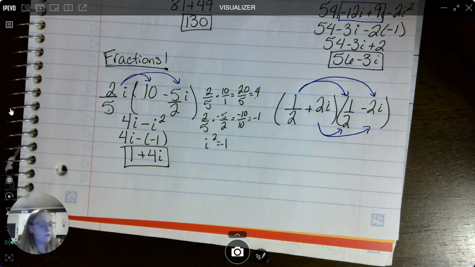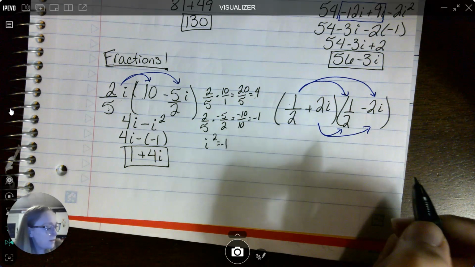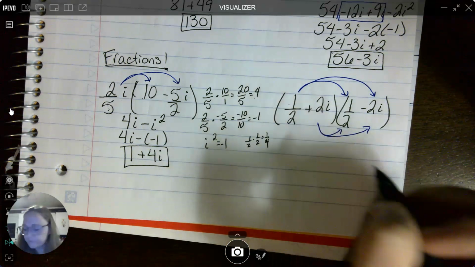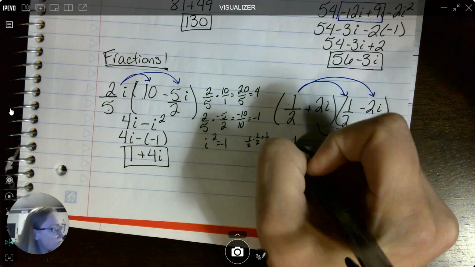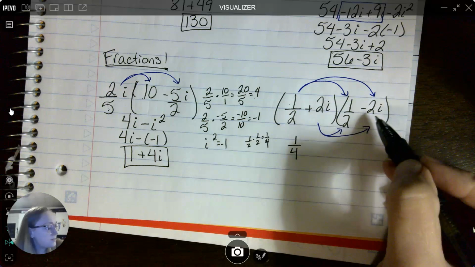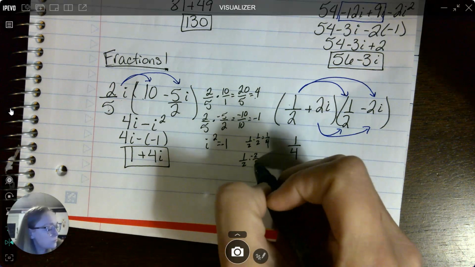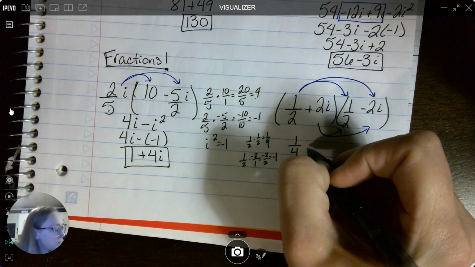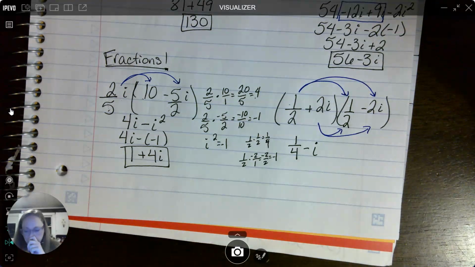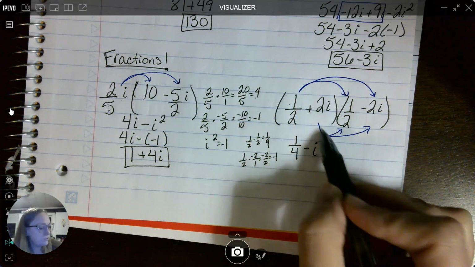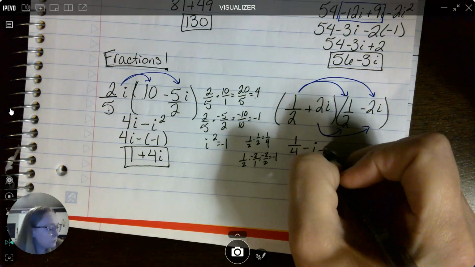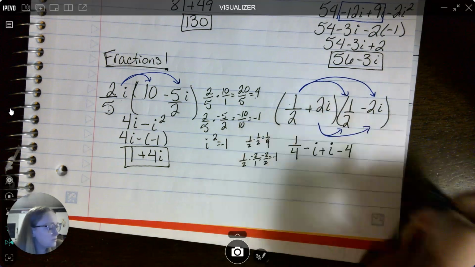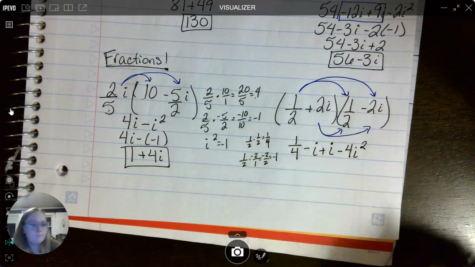Okay, foiling this, over, under. 1/2 times 1/2 is 1/4. So I get 1/4. 1/2 times a negative 2i, which would be negative 2 over 2, which is negative 1. So I get minus i. 2i times 1/2 would be a positive 1, so plus an i, minus 2 times 2 is 4i squared.